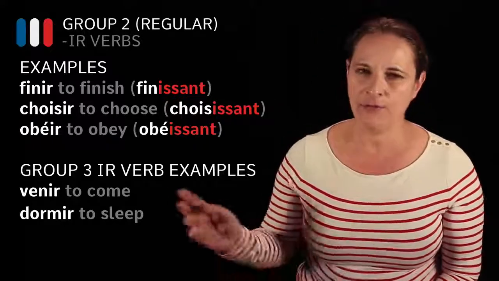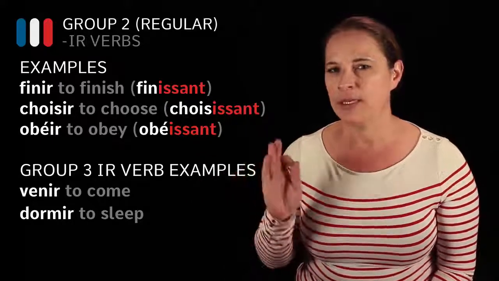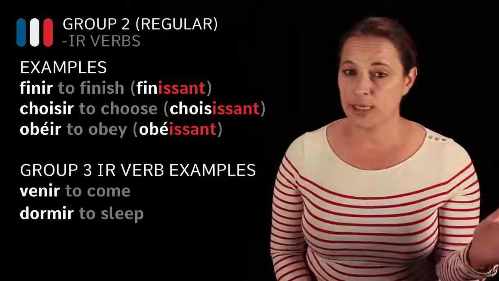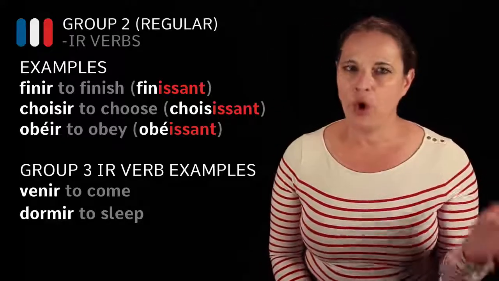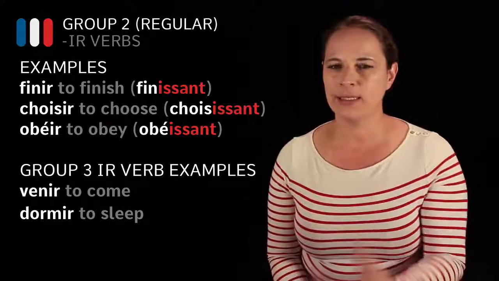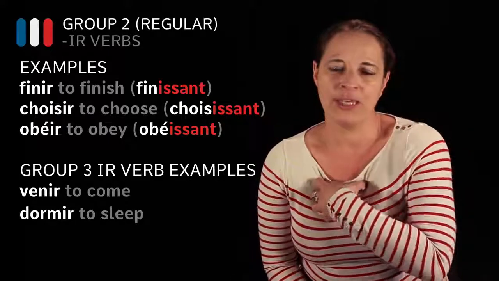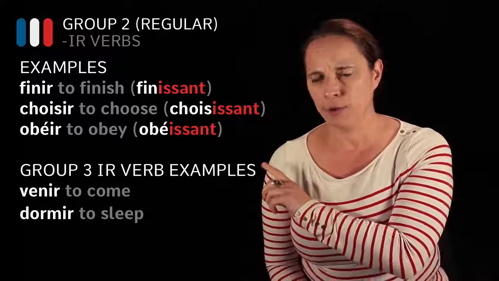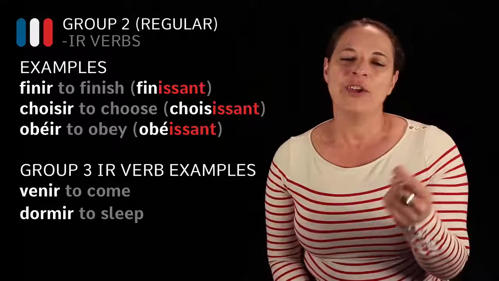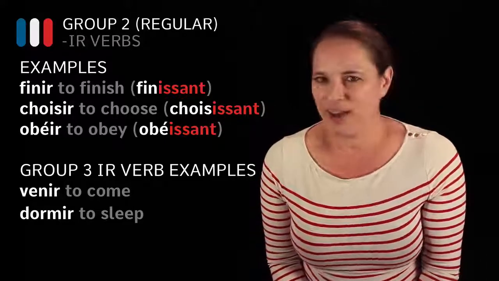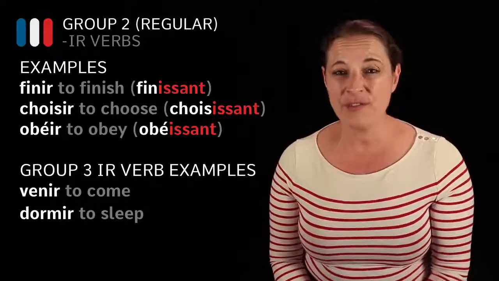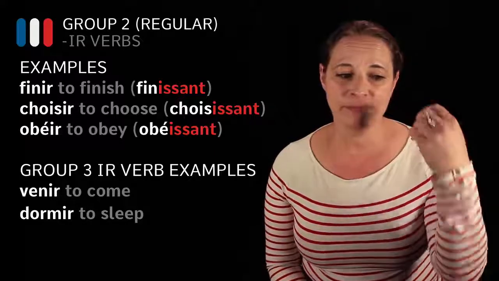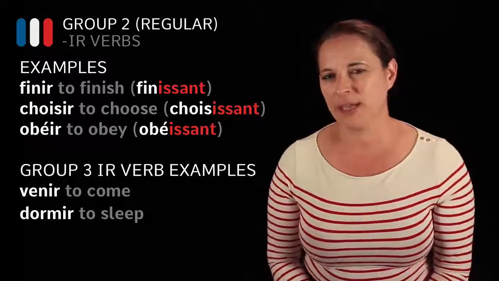In French, IR verbs of the second group all end with ISSANT, I-S-S-A-N-T. So, finir, finissant. Choisir, choisissant. Obéir, obéissant. They all end in issant. So, therefore, we know they belong to the IR second group regular verbs. Now you can have a look and you say, but what are the IR verbs in the third group? Well, we have a lot of them, unfortunately, which do not follow the same pattern as the second group.